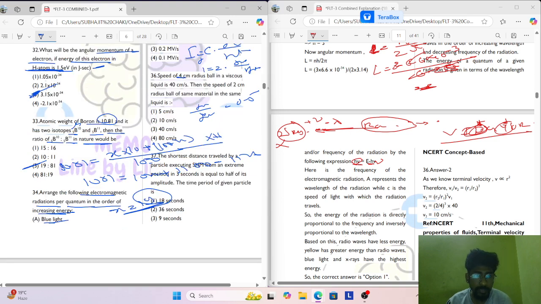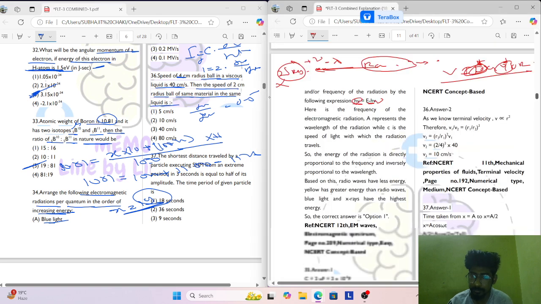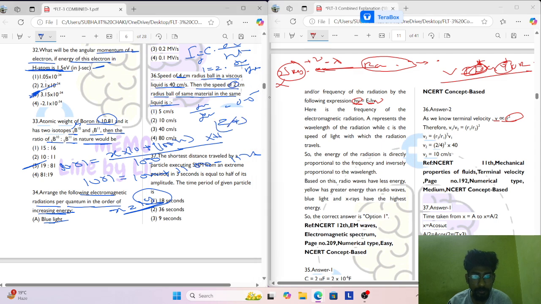Speed of a 4 centimeter radius ball in a viscous liquid is 40 centimeter per second. Then the speed of a 2 centimeter radius ball of the same material in the same liquid is? We know for terminal velocity, v is proportional to r square, so v1 by v2 equals r1 by r2 whole square. So v2 equals r2 by r1 whole square into v1. So r2 is 2 and r1 is 4, 2 by 4 whole square into v1 equals 40. So 2 by 4 means 1 by 4, into 40 means 10.